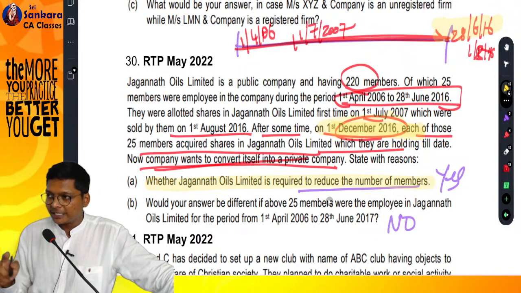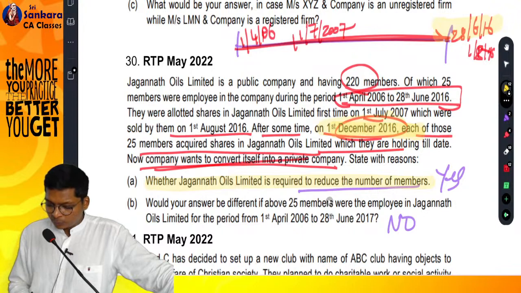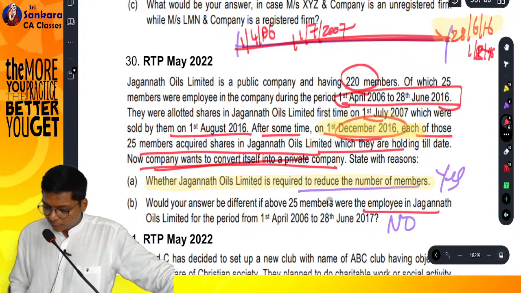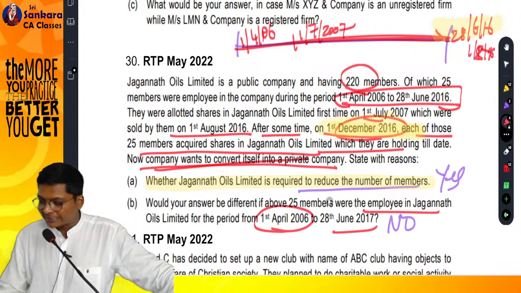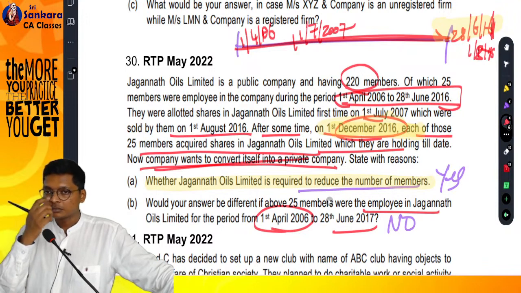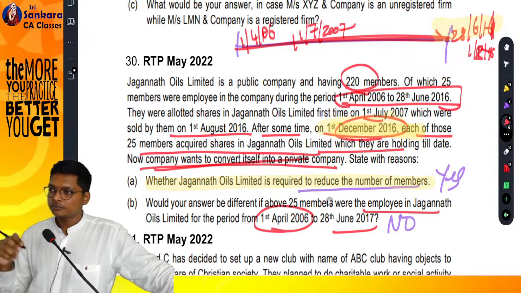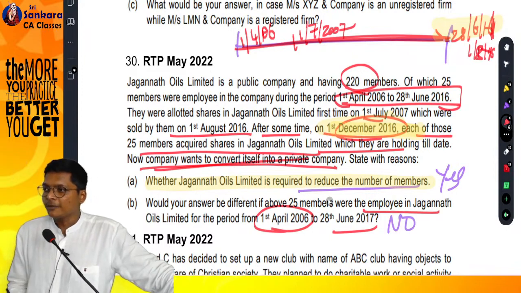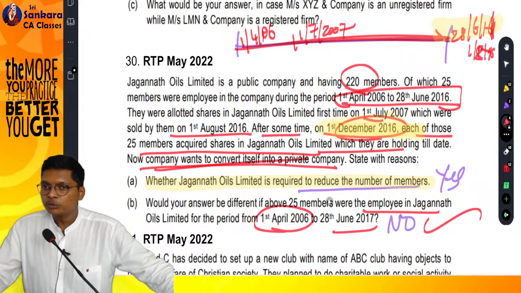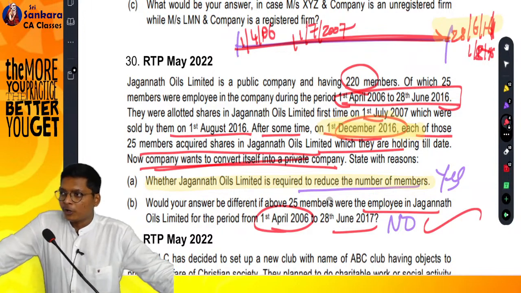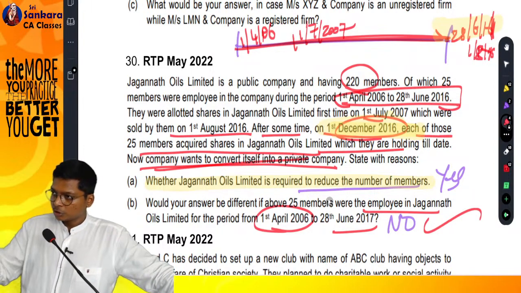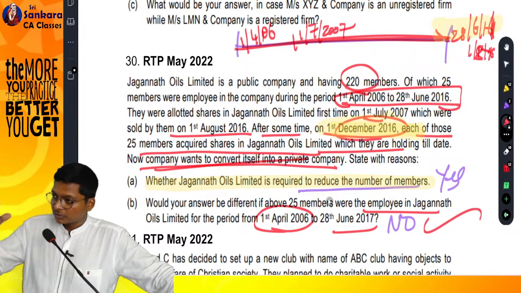Therefore, first case, should I reduce? Yes. Second case, what would be your answer? If they were employees from 1st April 2006 till 2017, that means they are still employees. When I am an employee, I sold, bought. So it's fine. I will not count them for 200. Therefore, no need to reduce. Are you able to follow, guys? Sure, 100%.